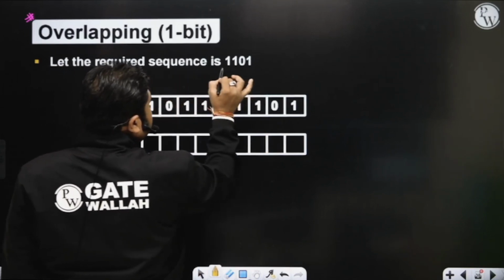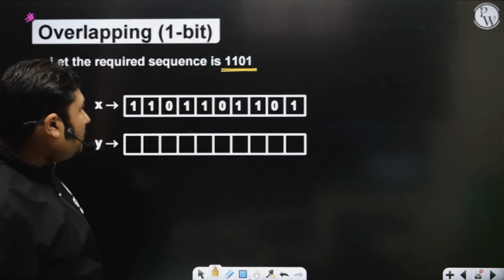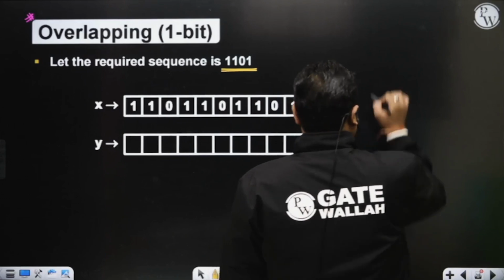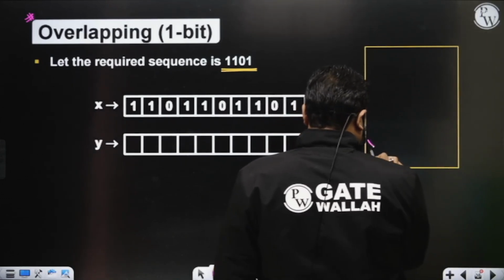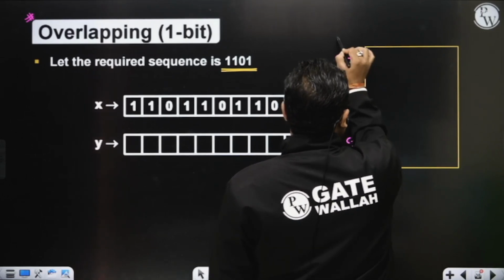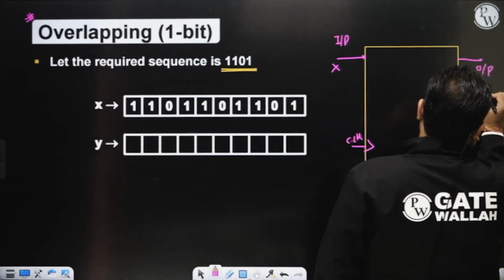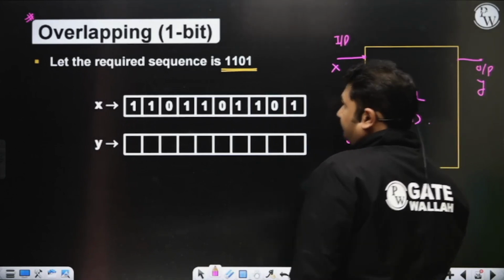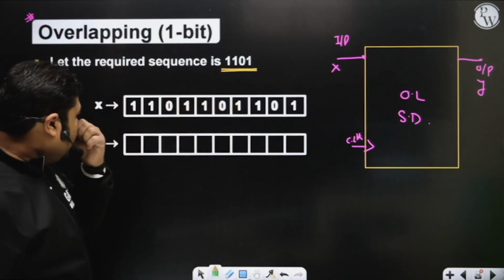Let the required sequence be 1101. We need to detect the sequence 1101, but this is an overlapping sequence detector. So this is your input X and your output Y. This is your overlapping sequence detector. Please observe here.